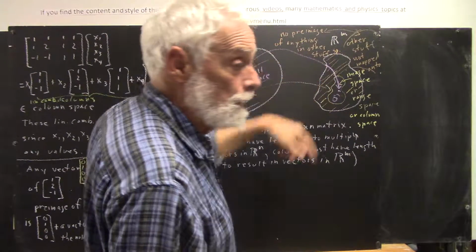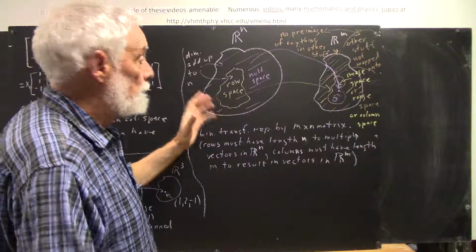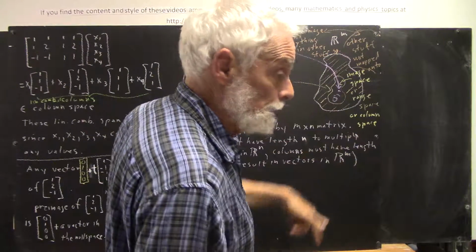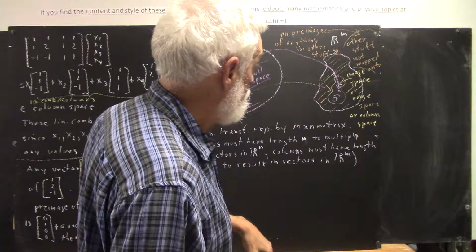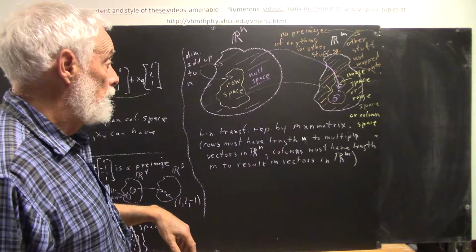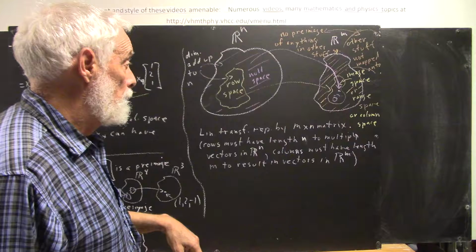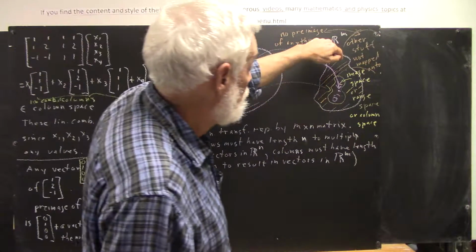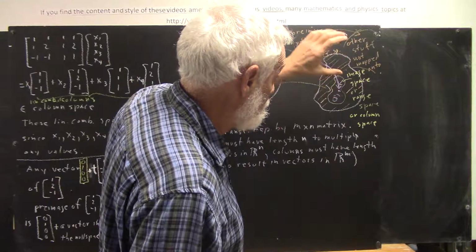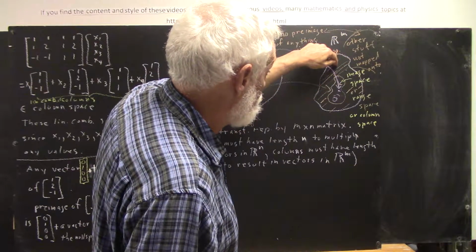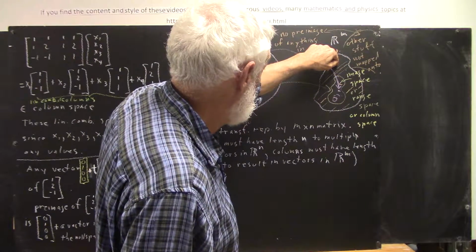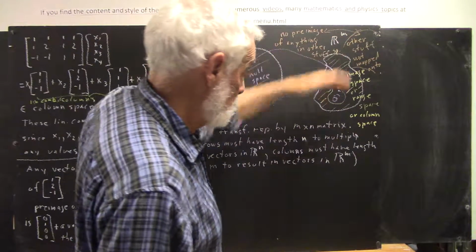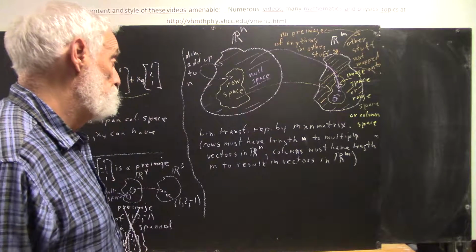So all this stuff is unaffected by the transformation. There's no vector outside of the image space, the column space, that comes from something over here. For any vector that's not in the image or column or range space, there is no pre-image. There's no vector over here that maps onto it.